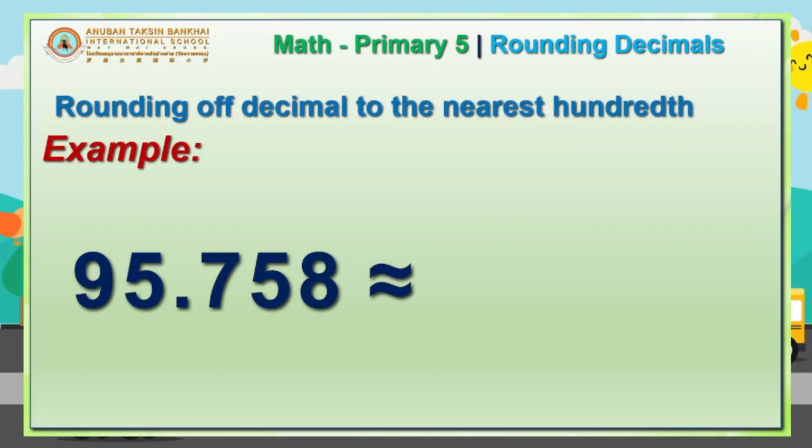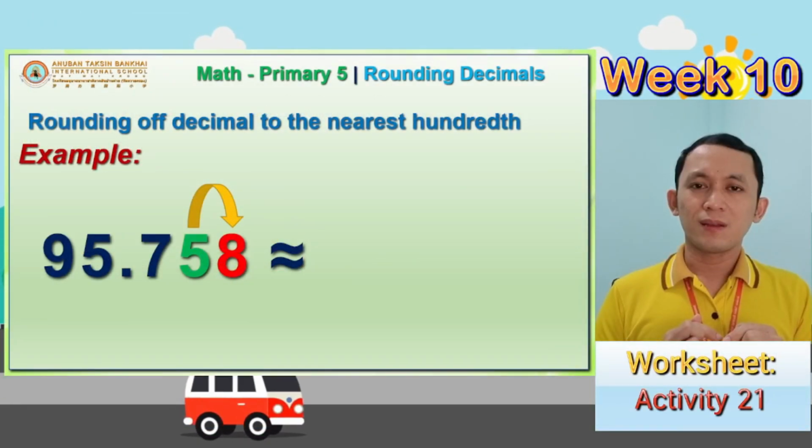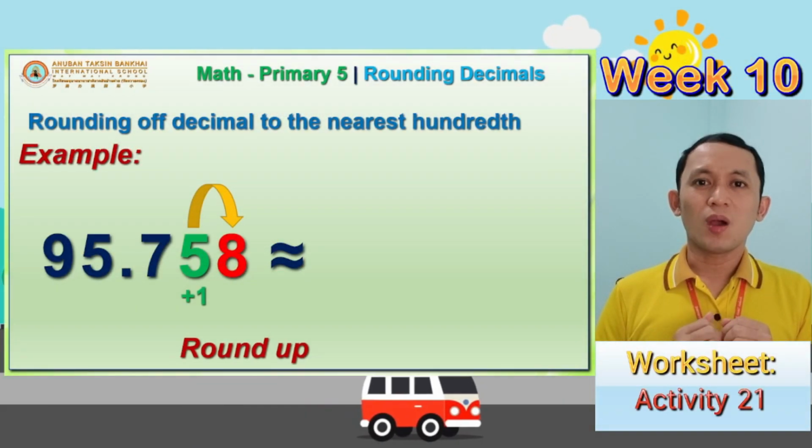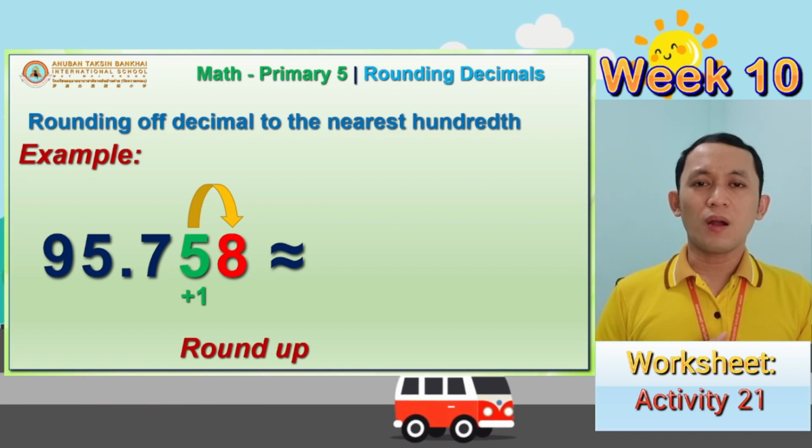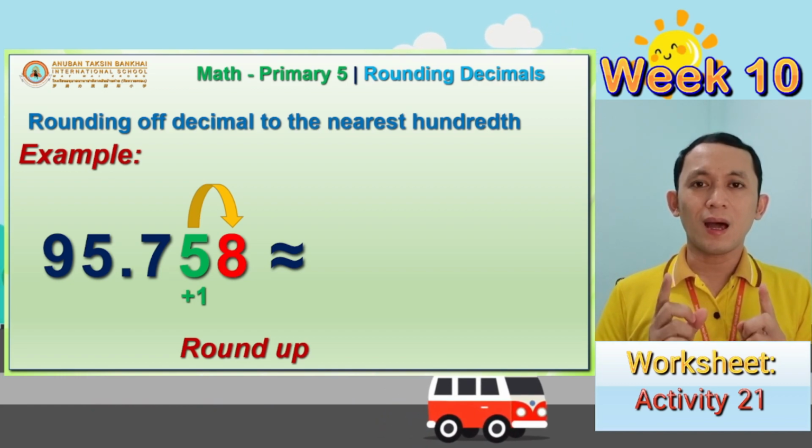We have 5 and we check the digit on the right side. That is number 8. So if we have digit 8, is this round up or round down? We have, okay, very good. We are going to round it up.